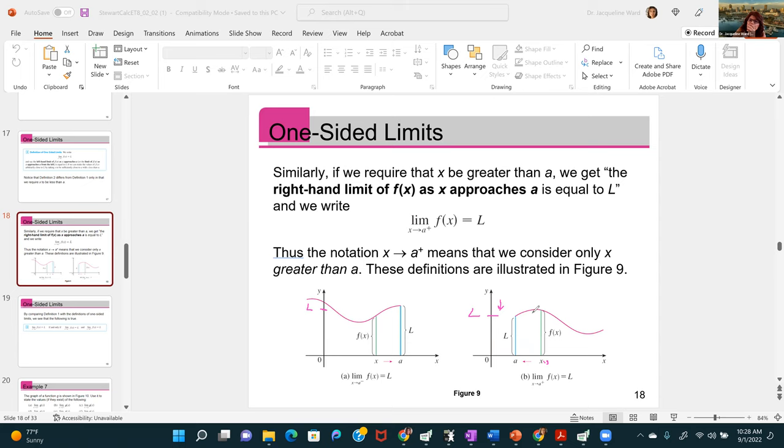I drew the arrow up here because you can see here, it's more than L. It's more than L, right? When you get close, it's more than L. But eventually, that's the limit, okay? So now we're just looking from one side.